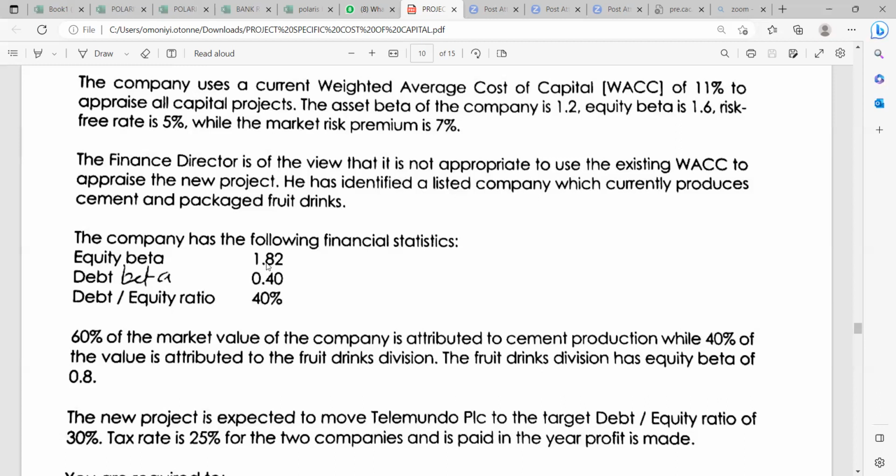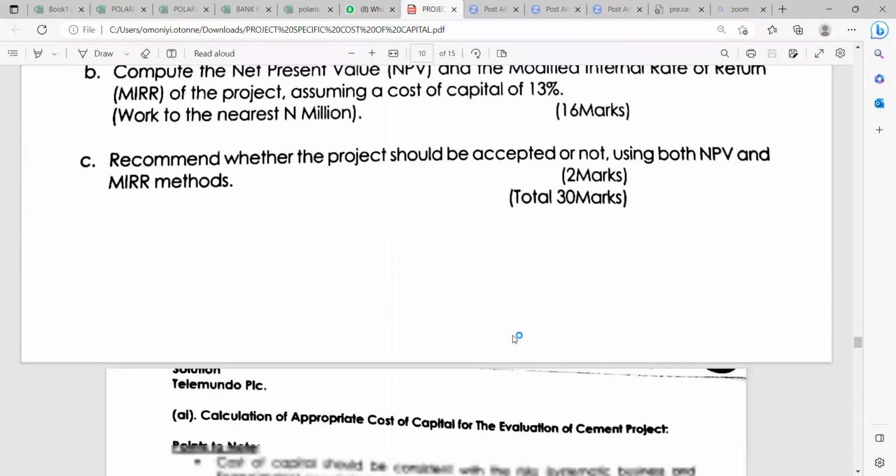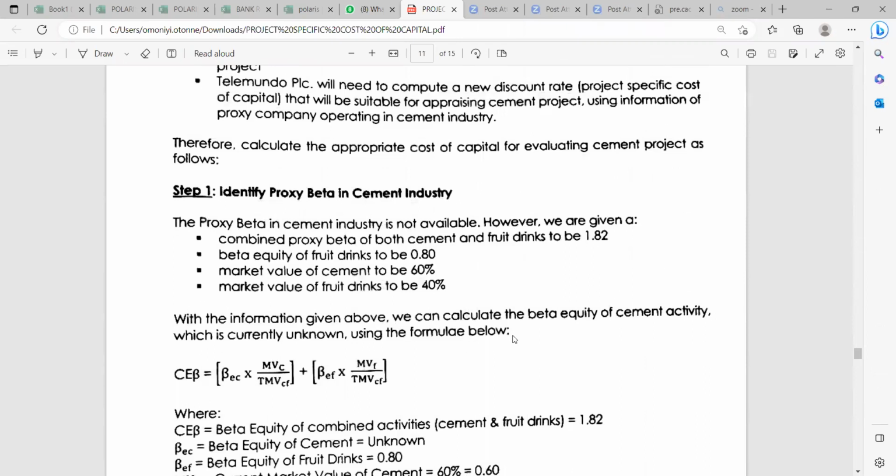That's not the way it's been solved. There is a formula you must use. If you do it like that, you will miss it, so you must pass through the process. It has its own formula. Am I communicating? Yes. So let's look at the formula now. We are not given the one for cement, but we are given the one for fruit. So let's bring out the parameters that we are going to use.